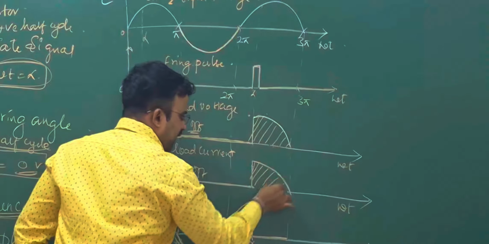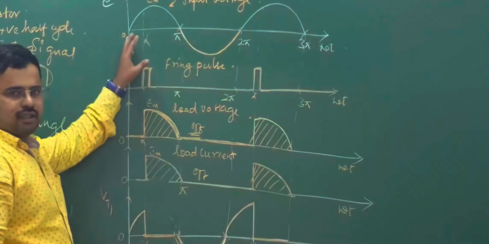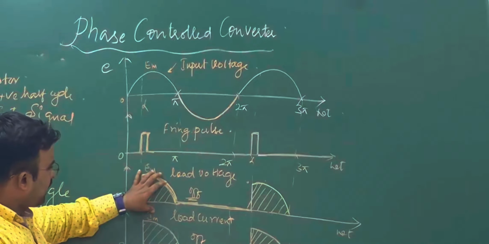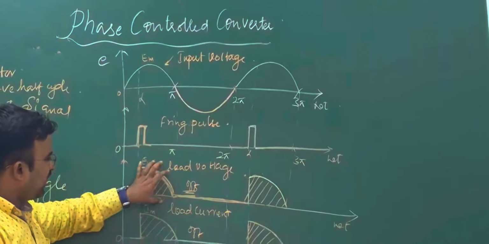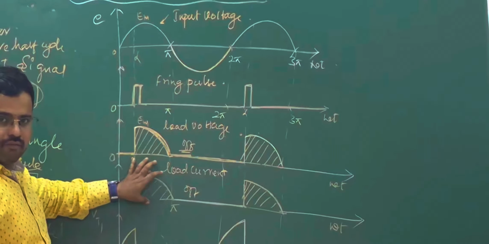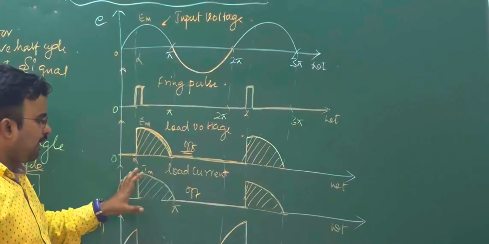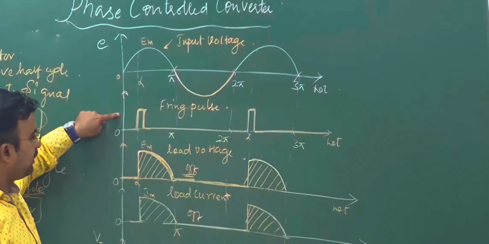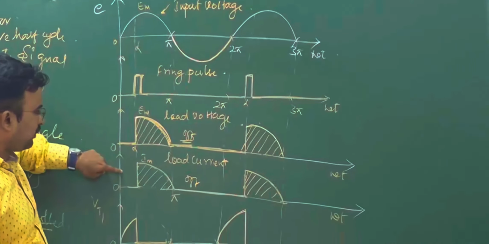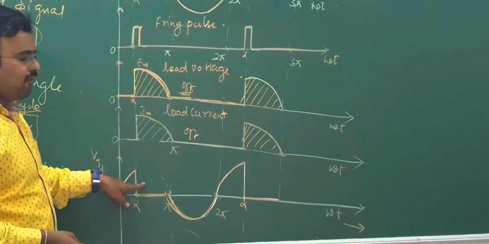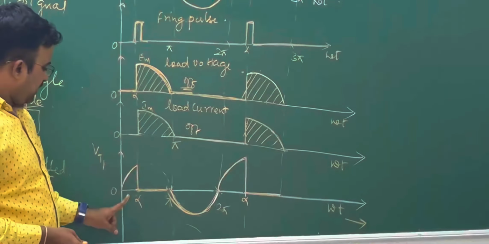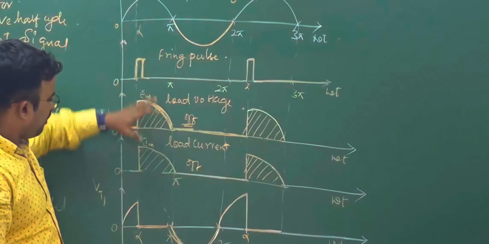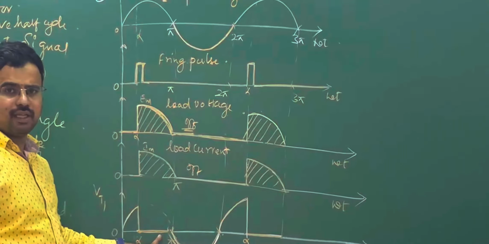So, what is the final conclusion? I can say that due to the resistive load, the load voltage and load current waveform shapes appear to be the same. The first waveform is the input voltage, the second one is the firing pulse, the third one is the load voltage, the fourth one is the load current, and the final one is the voltage across the SCR. When you subtract the load voltage from the input voltage, you get the voltage drop across the resistor.